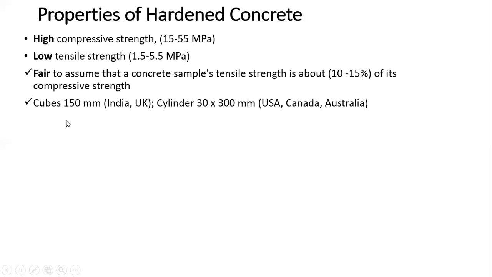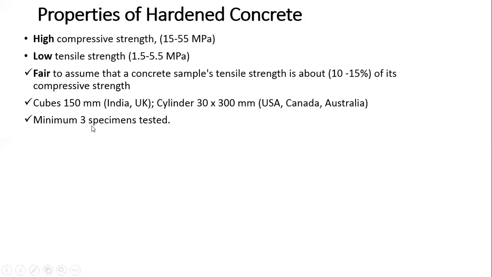So for measuring this property, the compressive strength of concrete, you either use 150 mm cubes, which are generally used in India and UK, or a cylinder. No, I think it is wrong. This is 150 millimeter in diameter and 300 millimeter in height. Please make a correction here. This is 150 by 300 mm. It is used in USA, Canada, and Australia.